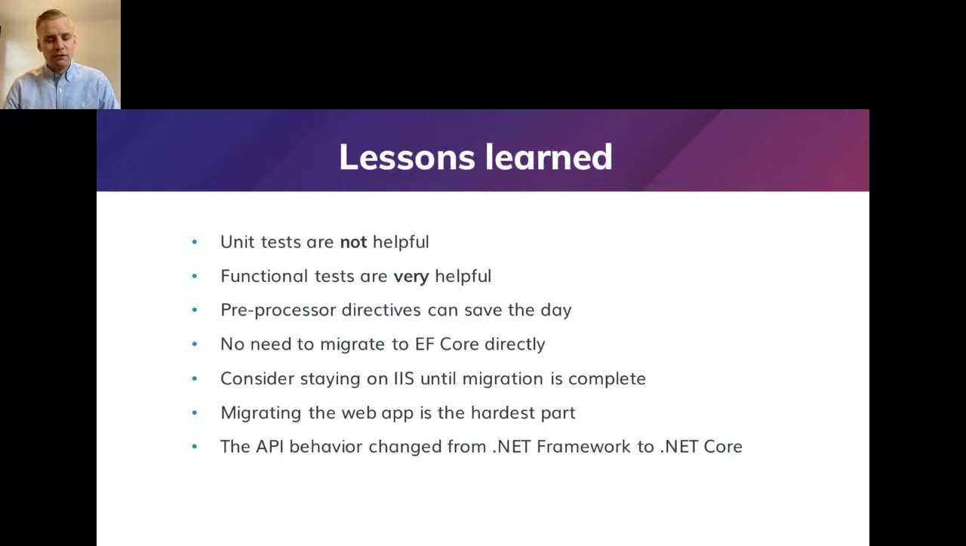But we realized that functional tests are super helpful. We leaned on our API tests and UI tests all the time because they really caught things like assembly redirect issues that happen during runtime and other things like that. So that was very helpful. We also found that pre-processor directives really saved the day for us. If you're doing something in place like we did, without them, I think it would have been impossible for us to do it. So definitely embrace them if you're doing an in-place replacement, and it will make your life much easier.